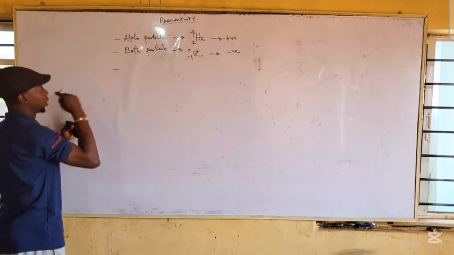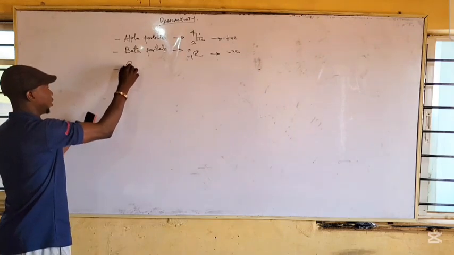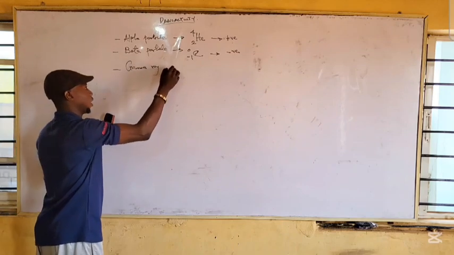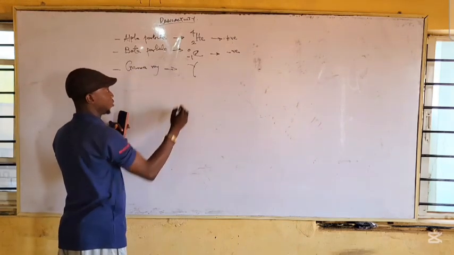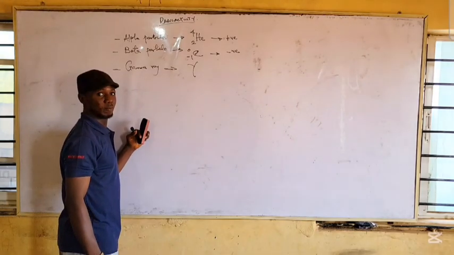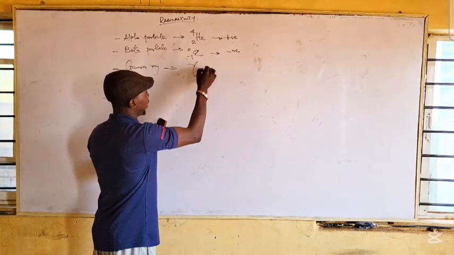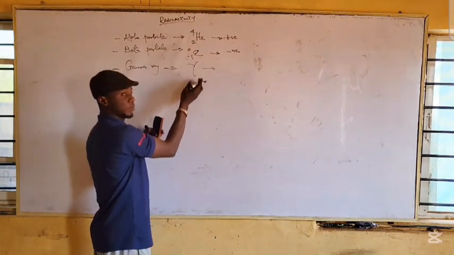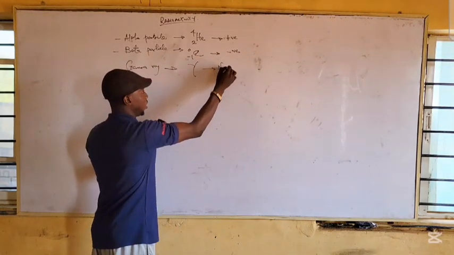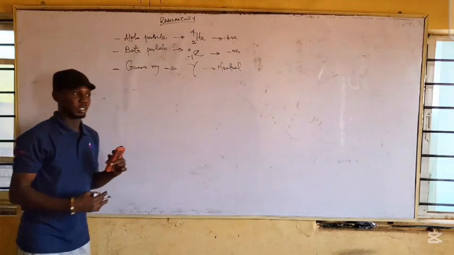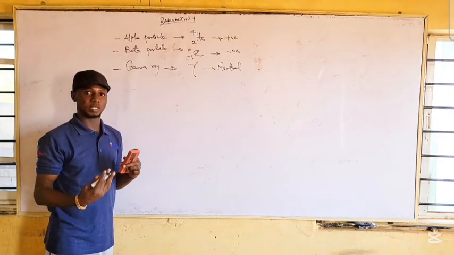The third type of radiation that can be emitted is what we call gamma ray. Gamma ray is an electromagnetic ray, and it is always represented by the Greek letter gamma symbol like this. Gamma is neutral in charge. Now, these are the three main radiations that can be emitted during radioactivity.